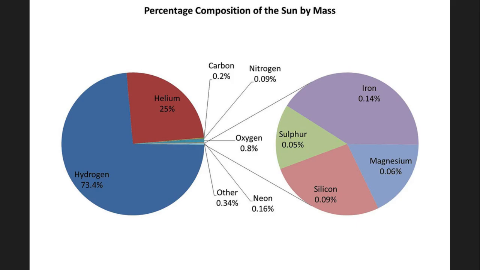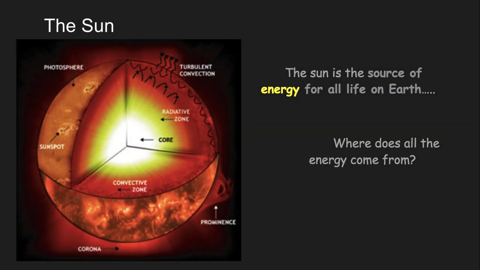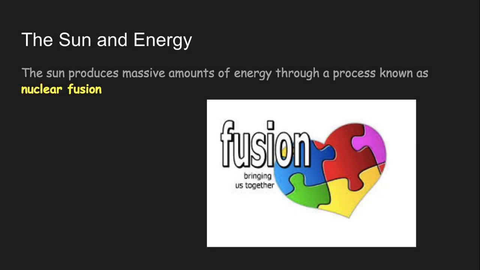Now, what that relates to is the reason that the sun is useful to us. The sun is a source of all energy. Energy is the ability to do work. So where does this energy come from? Well, it comes from a process called nuclear fusion.